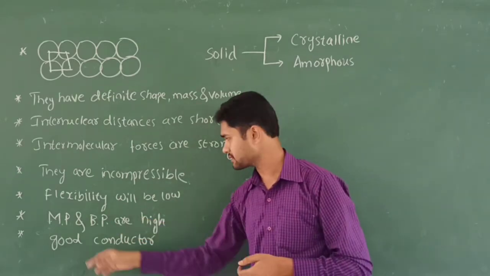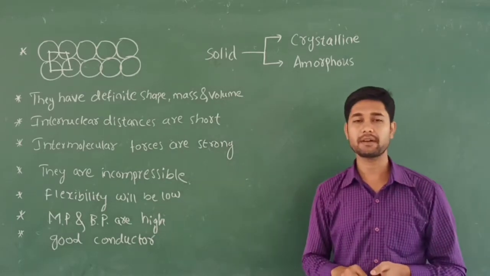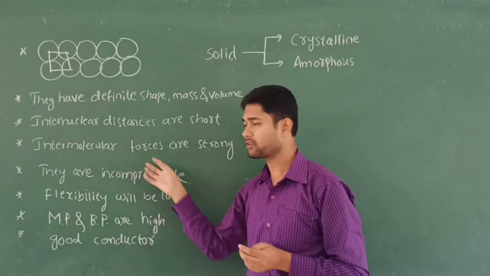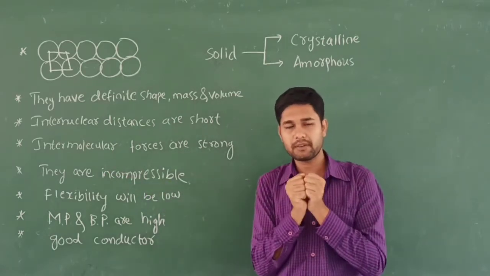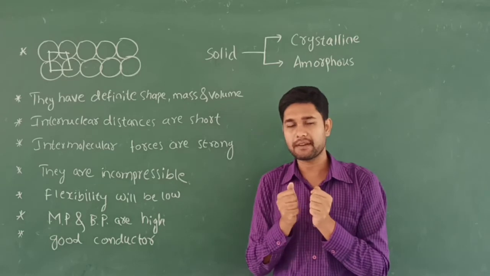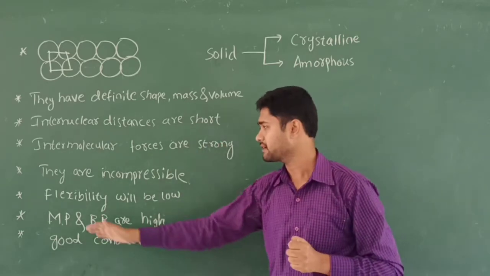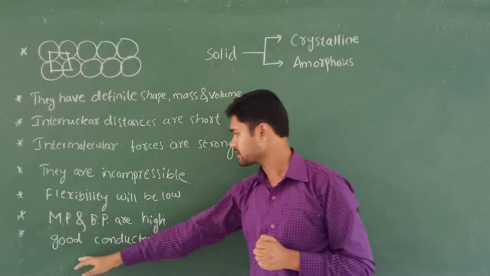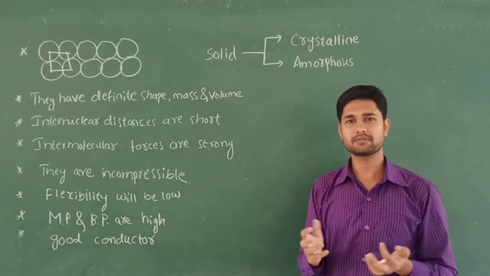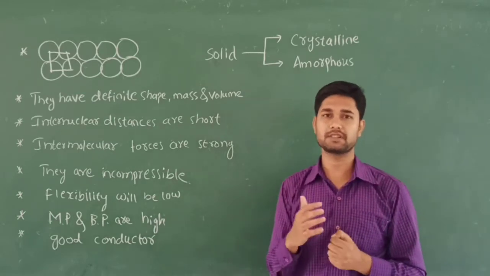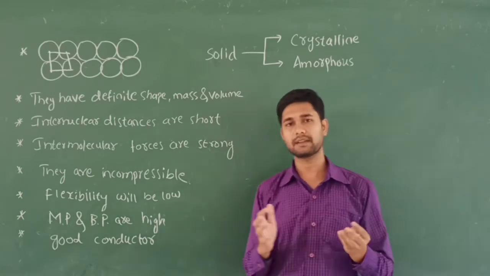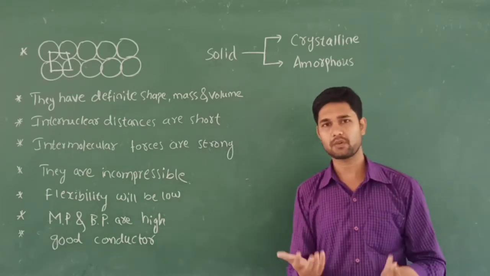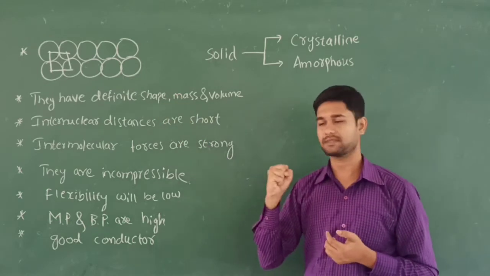Next characteristic: melting point and boiling points are very high. Why are they high? Because the internuclear distance is short and the intermolecular forces are very strong, as the coulombic force of attraction is more. So it requires a lot of energy to break down. That's why the melting and boiling points are always high for solids. If you take tungsten, it requires more energy to break down these atoms, with a melting point around 3000 degrees Celsius. Metals are solids with very high forces.